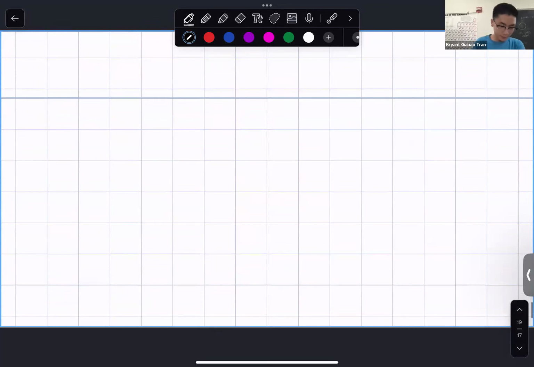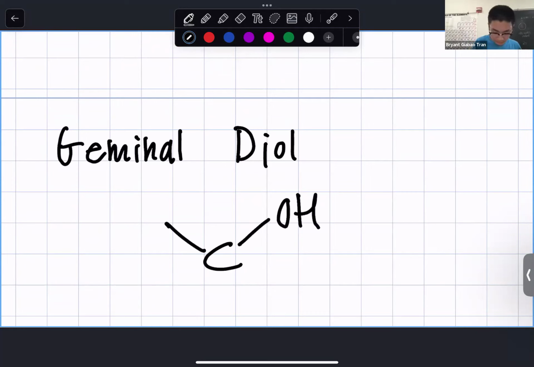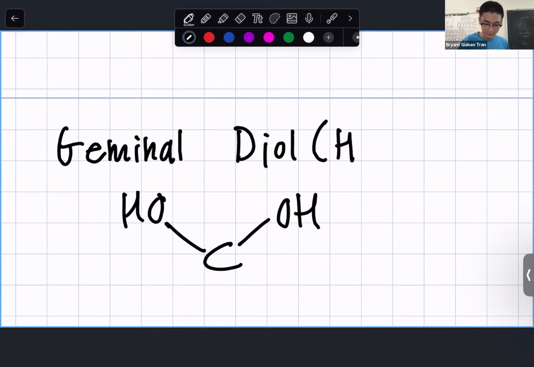Now a functional group that you guys are going to learn is a geminal diol. And what a geminal diol is, is a carbon that has two alcohols on it like that, right? On the same carbon. That's why it's geminal. You can see this as a hydrate as well.